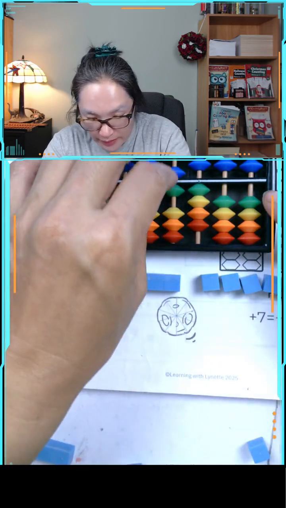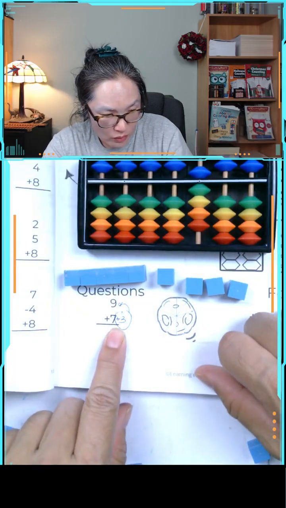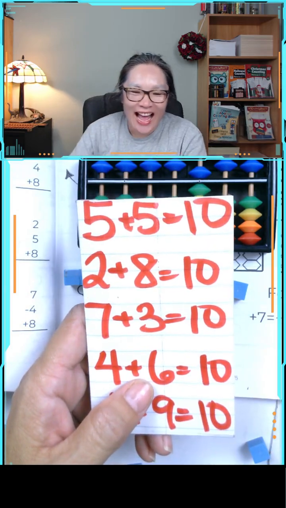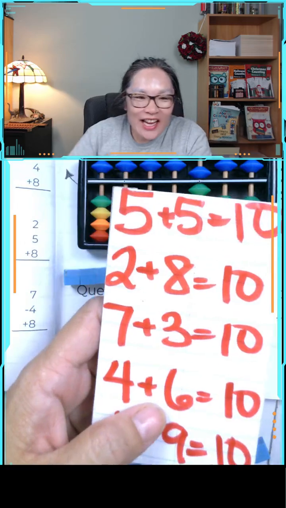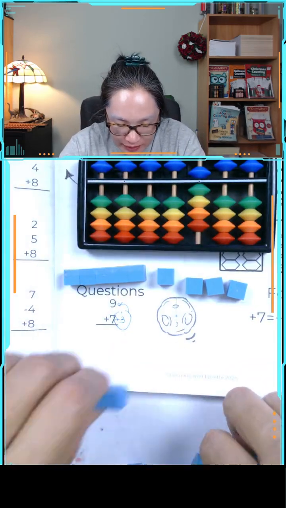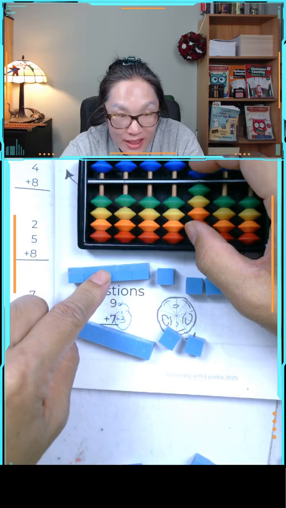We have 9 on the abacus, and I want to add 7. When I add the 7, what do we know about the 7? Here's 7, right? 5, 6, 7. We want to add 7 to this 9.